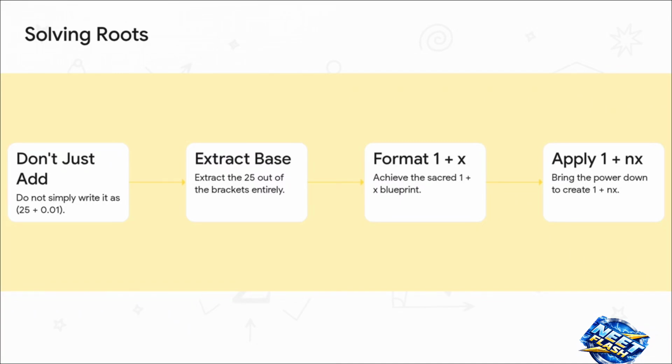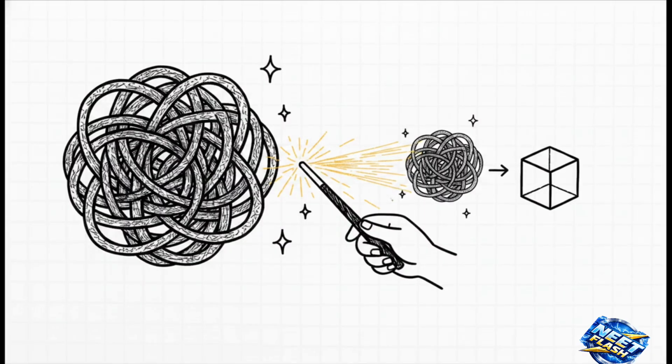Step 2. You actually have to mathematically extract that 25 out of the brackets entirely. Why? Well, that brings us to step 3. We are desperately trying to achieve this sacred 1 plus x blueprint inside the bracket. You absolutely have to leave a 1 behind. And once you've got that perfectly formatted blueprint, step 4 is an absolute breeze. You just bring the fractional power down to create 1 plus nx. And that entirely illustrates the magic rule. The complex expression (1 plus x) to the power of n smoothly transitions into 1 plus nx.